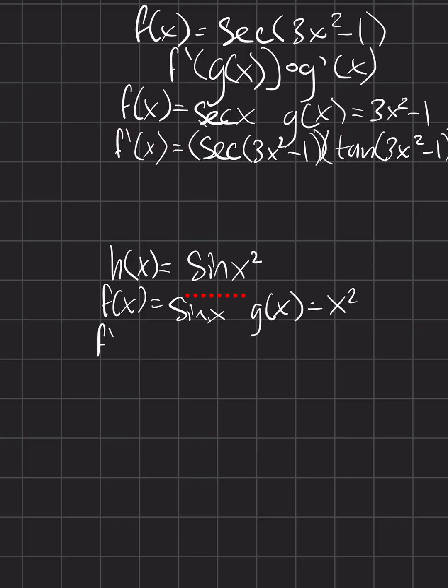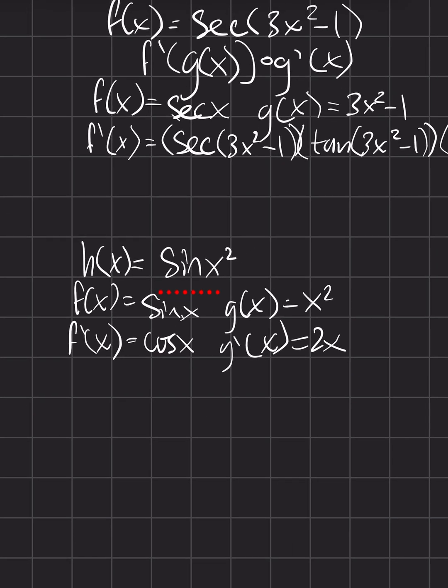But everything still functions the same way here. We're going to take the derivative of f of x, which is just going to give us cosine of x, and the derivative of g of x, which is going to give us 2x, same as before. And then we apply our chain rule, and this is going to give us 2x cosine of x squared.